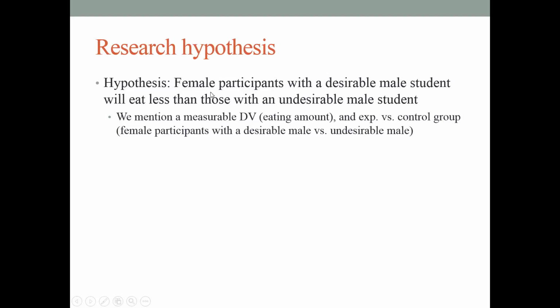You will see we mentioned a measurable DV, eating amount. And then we mentioned the participants in the experimental and control group. So female participants with a desirable male versus undesirable male. That is how you write the research hypothesis.